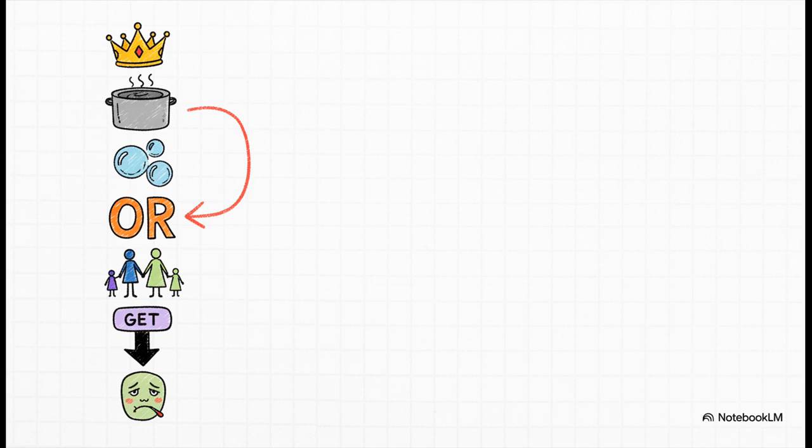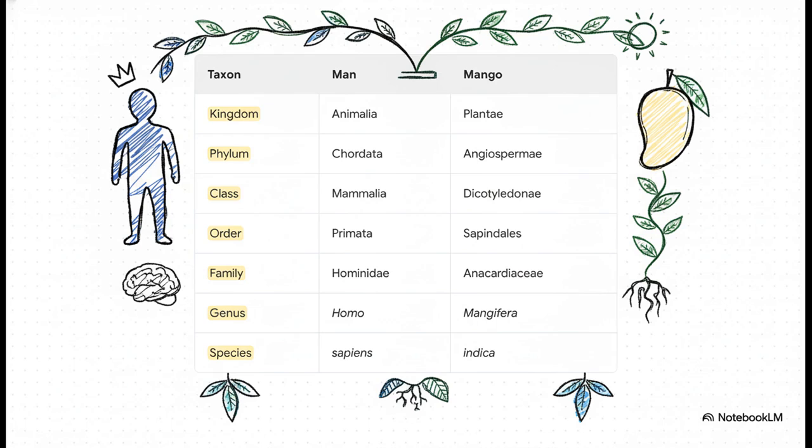Keep pots clean or family gets sick. Kingdom, phylum, class, order, family, genus, species. Say it out loud a couple of times right now. Keep pots clean or family gets sick. It works, trust me. All right, let's bring this abstract pyramid down to earth with a couple of real examples.